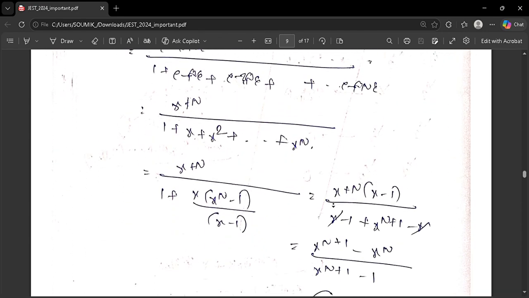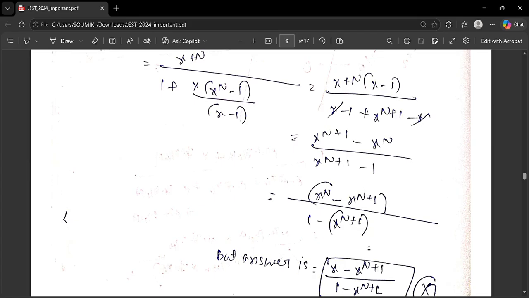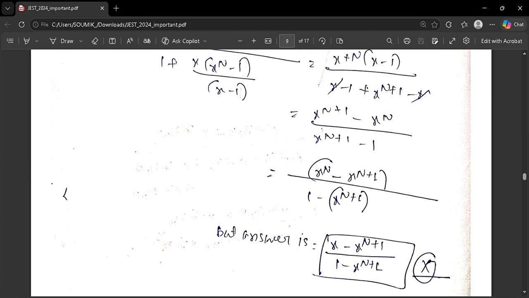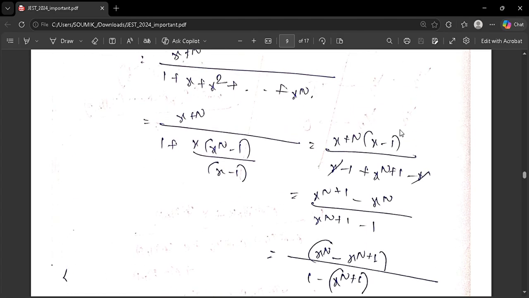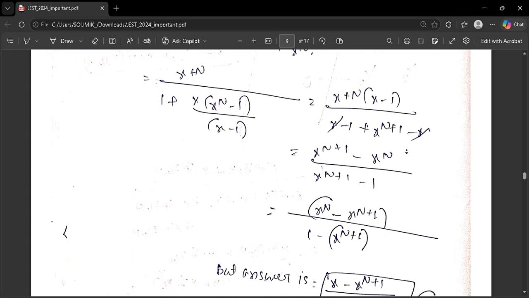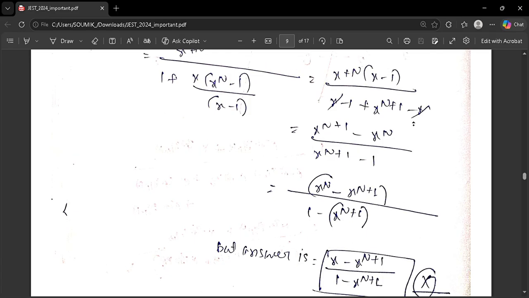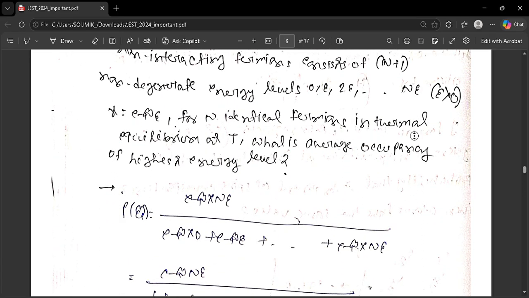Okay, from this I am getting this result. But the option is like that. I don't know what my mistake is. Basically, you have to check by yourself. But the method is like that.